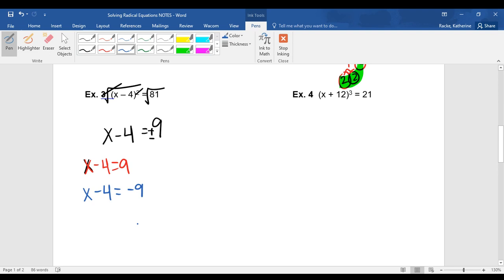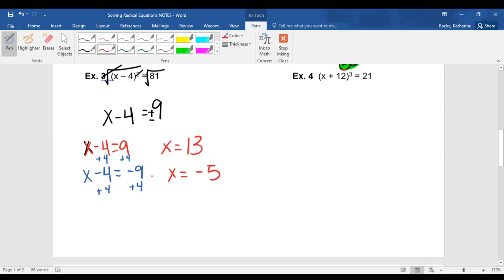I need to add 4 to both of them. 9 plus 4 will give me 13, and negative 9 plus 4 will give me a negative 5. So two answers. Now we need to check for extraneous solutions.